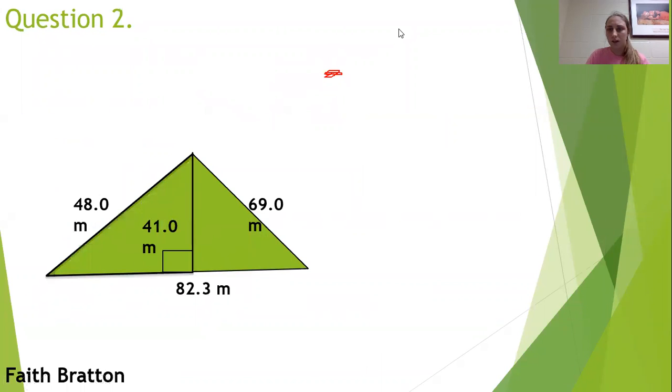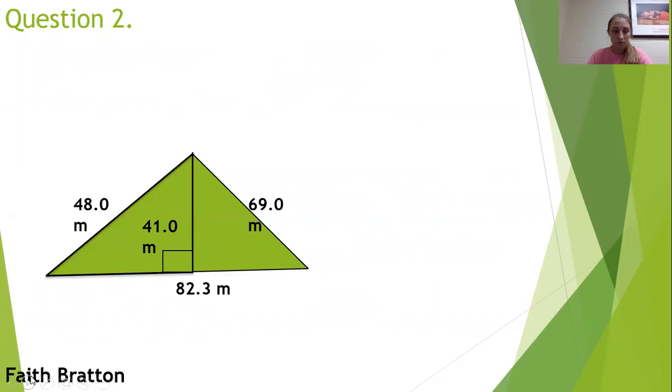Okay, let's erase this. Okay, here we go. For question 2, we will be finding the perimeter and the area of this triangle. First, we know that a triangle has a base b and an altitude h, and the area is given by the formula A = 1/2 bh.